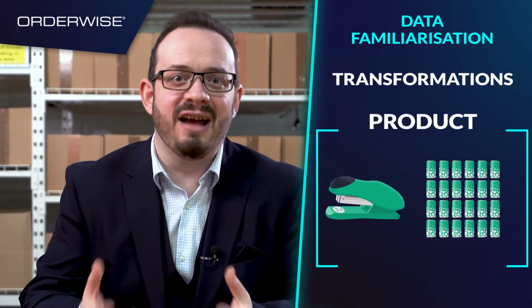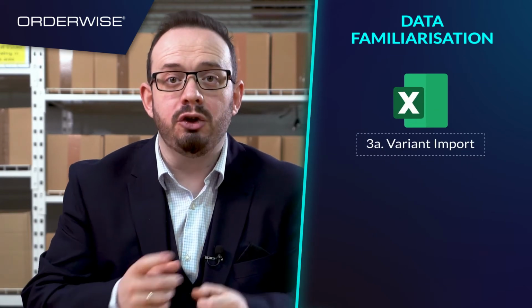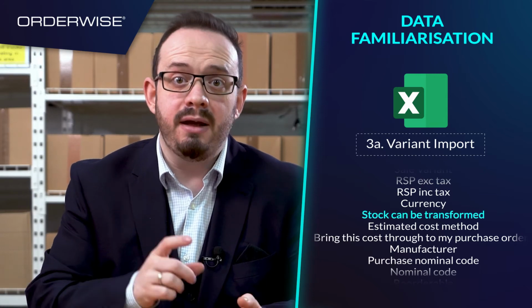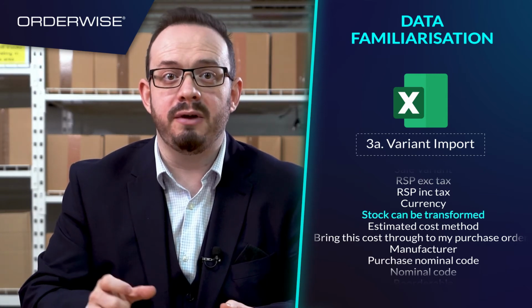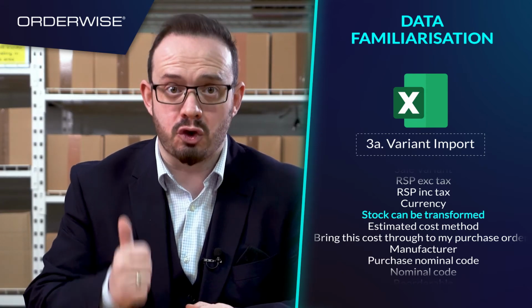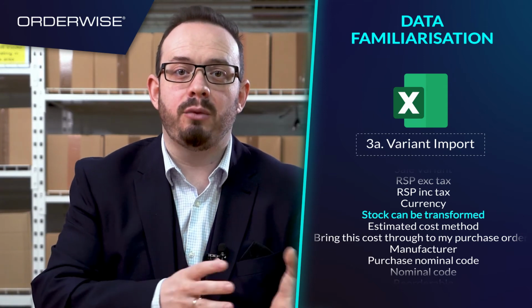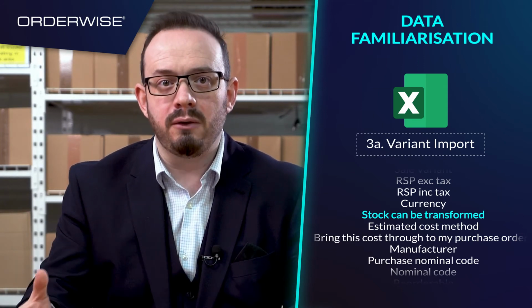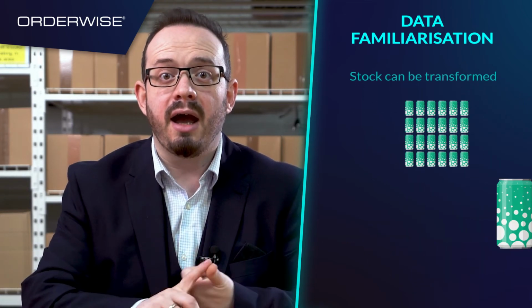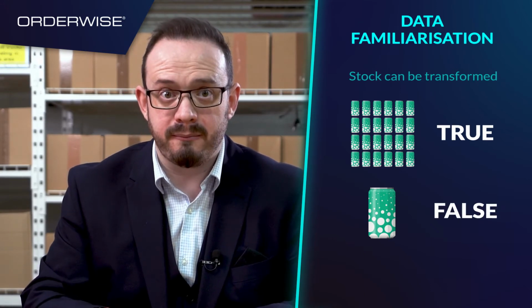Now let's examine the setup. We'll need to go back to your variant import sheet to add a new column to your import sheet called Stock Can Be Transformed. This is on the Additional Available Field sheet. Anything that could be transformed needs to be set to true. So in this example, where we've got a case of 24 that turns into 24 singles, you would have two variants on the import. The case would be set to true, and the can would be set to false.